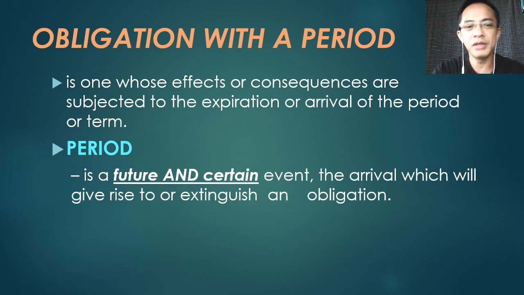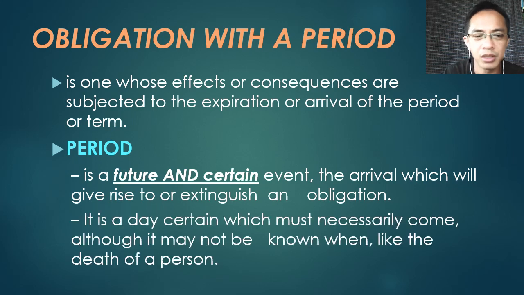What is a period? Period is a future and a certain event, the arrival of which will give rise to or extinguish an obligation. Take note class ha, yung definition natin ng condition. Condition is a future and uncertain event. A period naman class is future and certain event. Okay, yung condition uncertain, ang period certain. Okay, sigurado mangyari. And then if the period will arrive, then the obligation may either be extinguished or will give rise, or the period will give rise to the obligation.